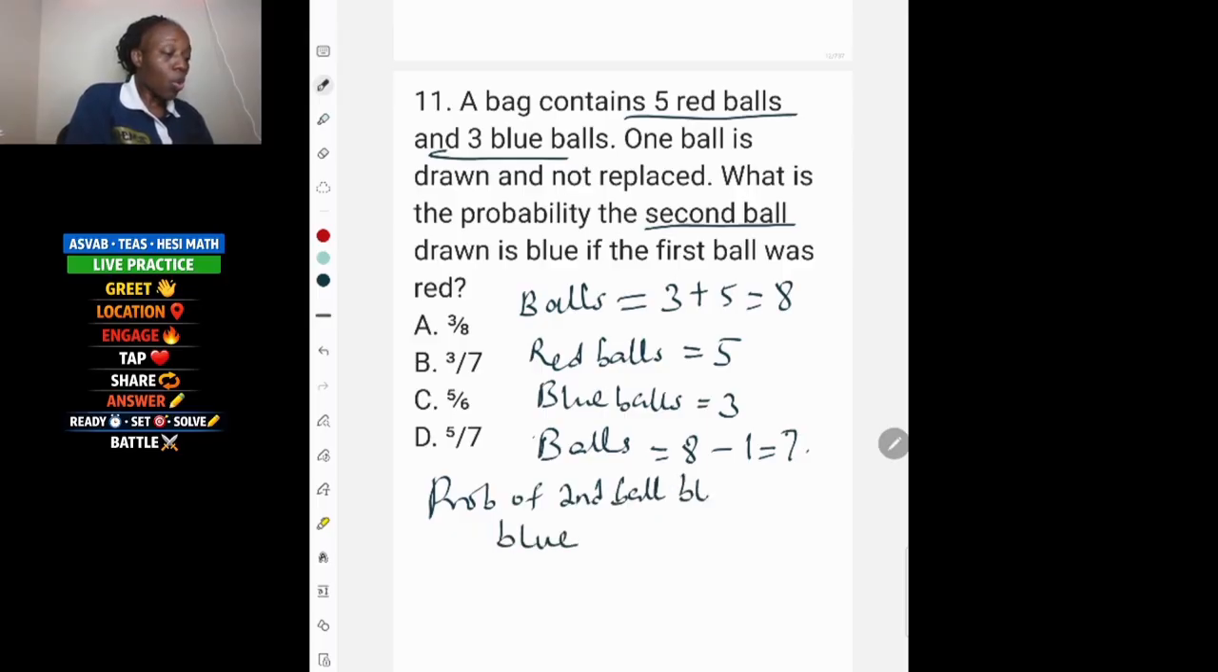Second ball to be blue. So the probability that the second ball will be blue will just be what? 3. Then our total of balls that will remain, since one has been taken.